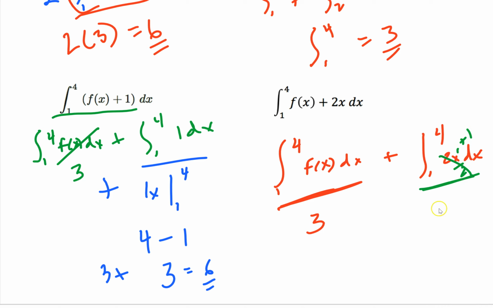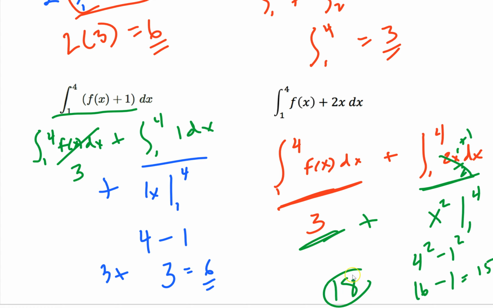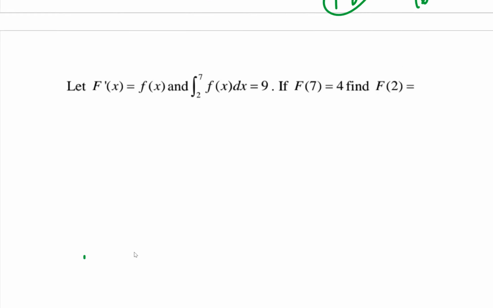Lucky for us, the 2's cancel. I get x squared. I have limits, so I'm going from 1 to 4. The way we do limits, top minus bottom. So 4 squared minus 1 squared. So 16 minus 1, or also known as 15. Add that to the 3, and you get a total score of 18. All right, so all we're doing is using the properties. You can separate them. Using the properties, you can integrate them. All that stuff. Let's do one final one to make sure we have this.